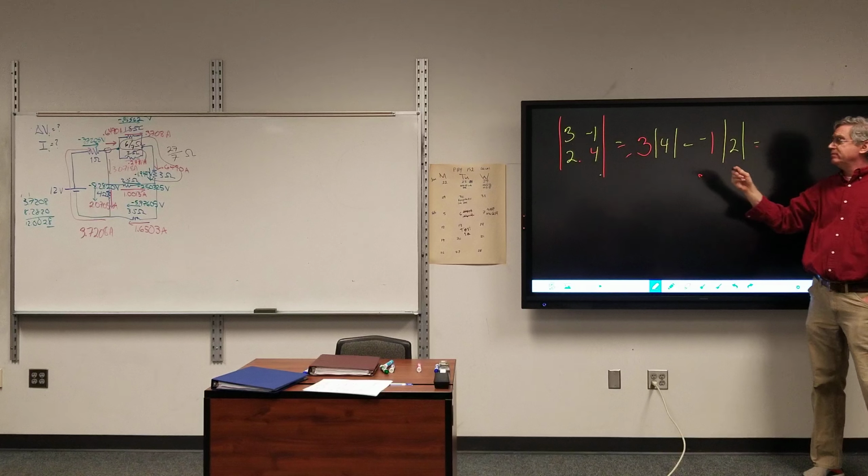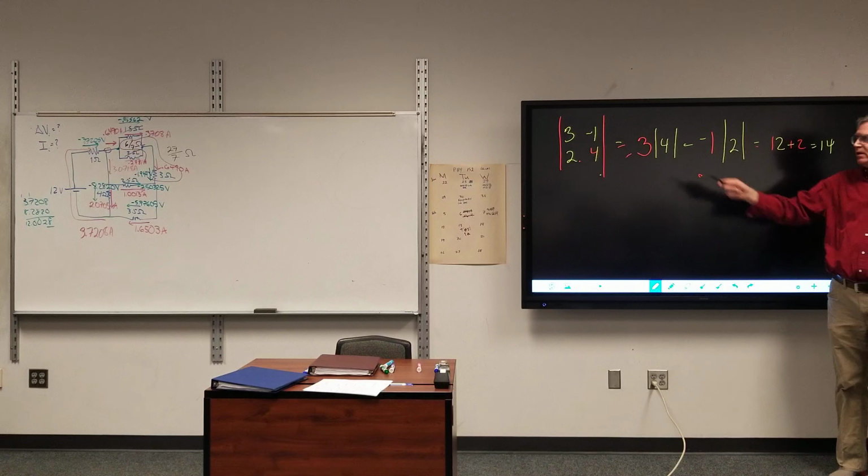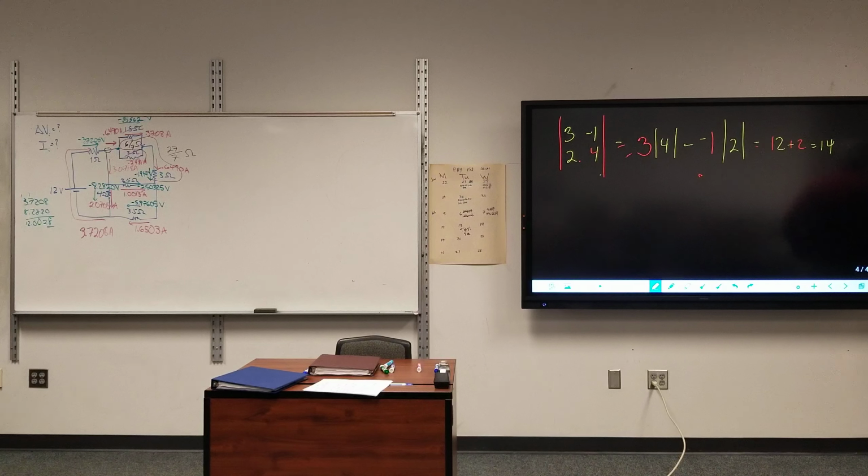So that becomes 12 plus 2, or 14. So the determinant of this 2 by 2 array is 14. So it's kind of like matrices? There's definitely a relationship with matrices. The use of determinants actually preceded matrices, historically.